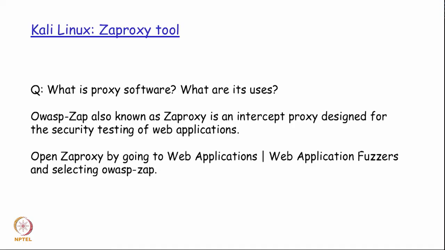Now, there is a tool called ZAProxy that is available and very commonly used. It is an intercepting proxy which is designed for security testing of web applications. This tool is available in Kali Linux under the web applications submenu, in the web application fuzzers grouping. You can find out how the proxy server works and what the initial steps are that are required to get it started.